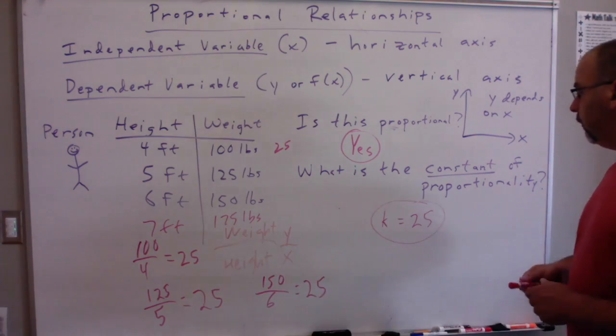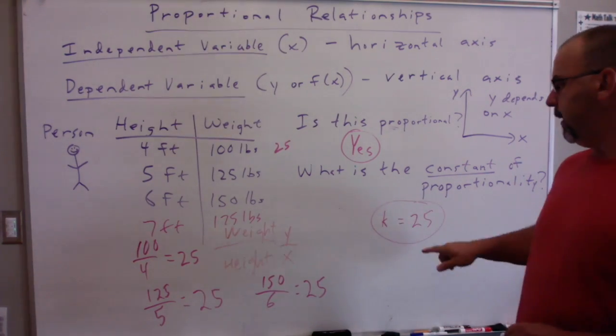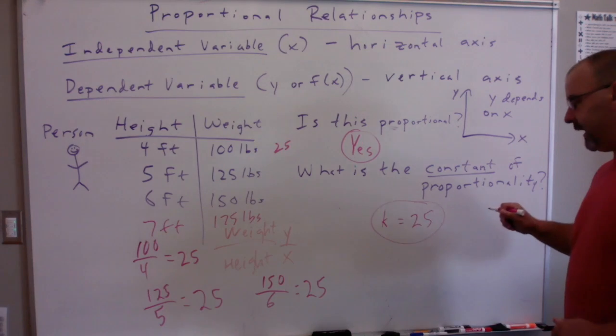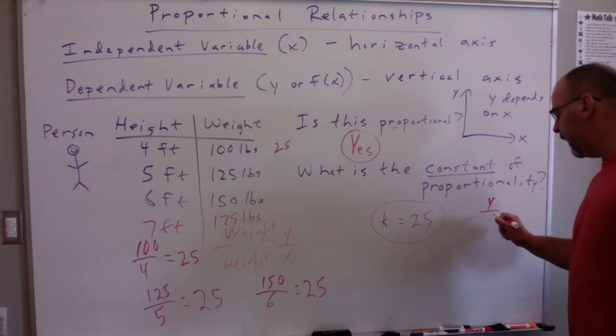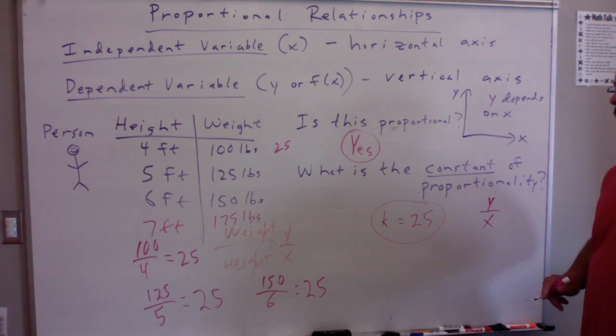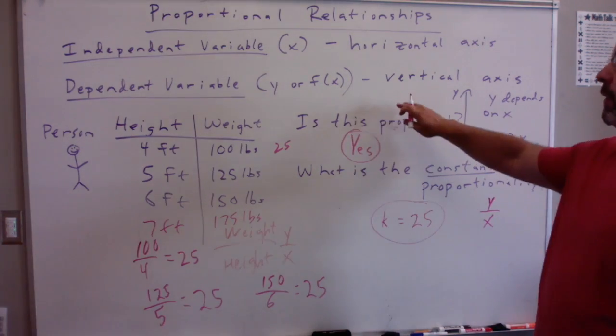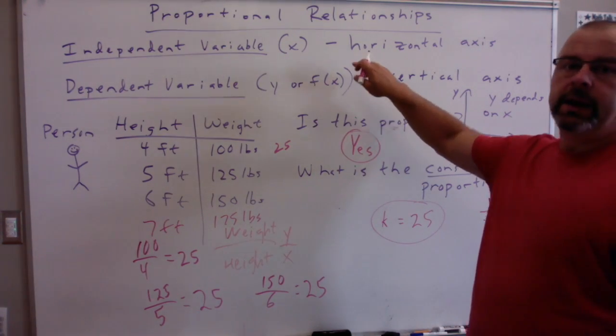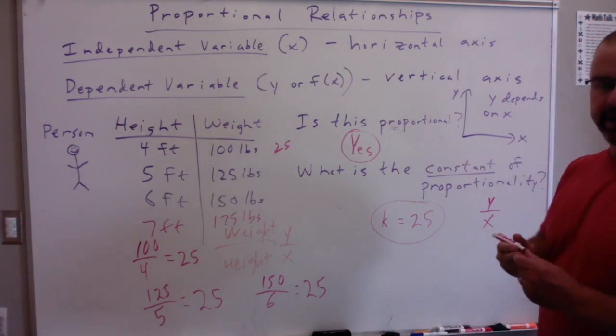And so when you look at constants of proportionality, remember, you're taking the y value and putting it over the x value. Or you're going to take what's called the dependent variable and put it over the independent variable.